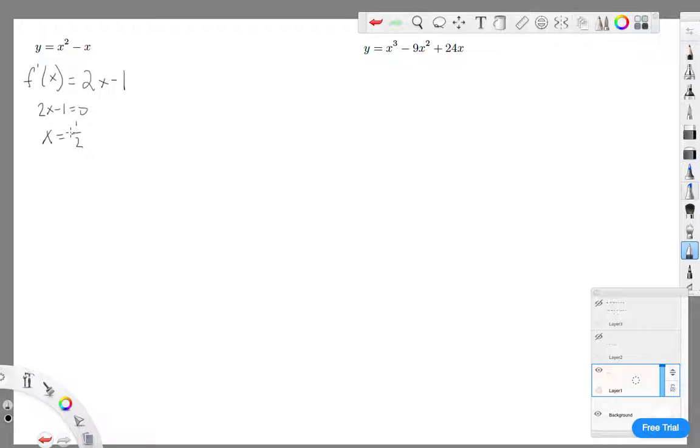So what we have to do is go back to the original equation, and we're going to pick a point to the left and to the right of 1/2. So I picked x equals 0. If we substitute 0 for x in the original equation, we get 0 squared, which is 0. 0 minus 0 is 0. And then let's take a point to the right of 1/2. I've chosen 1. And so we get 1 squared minus 1, which is 0.